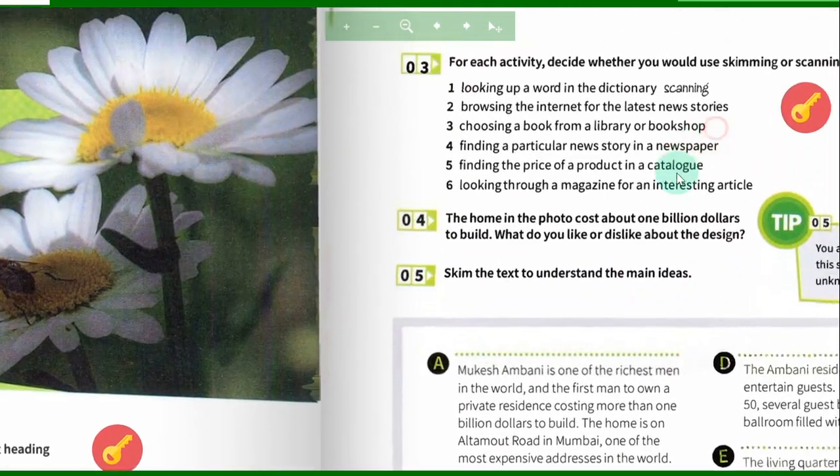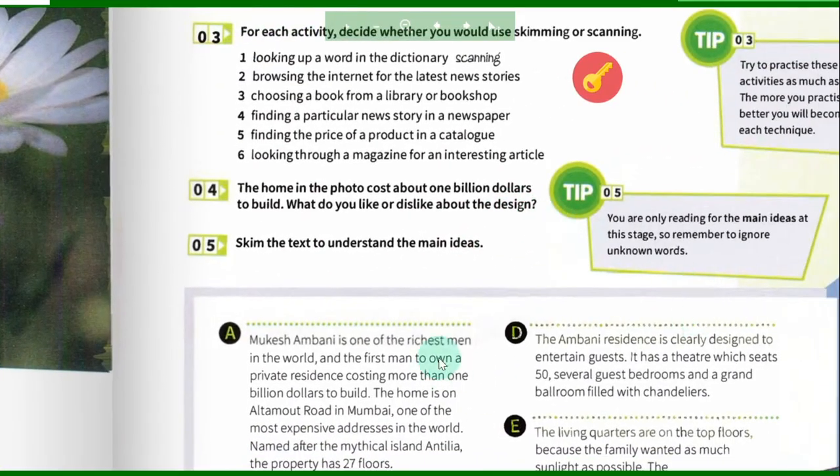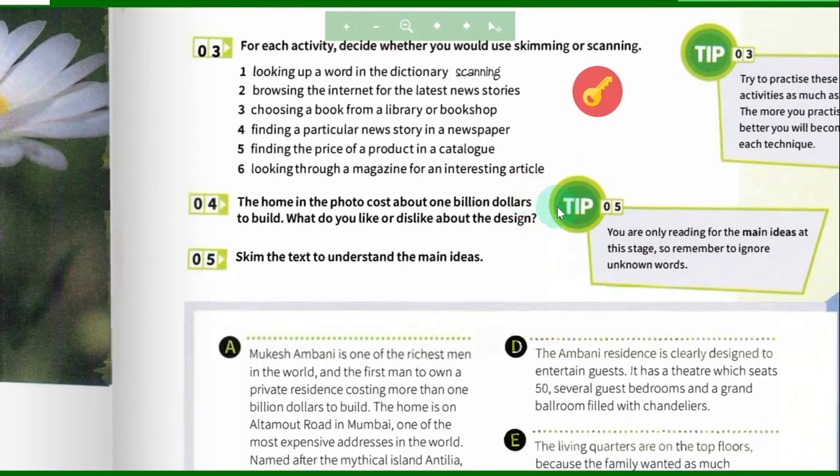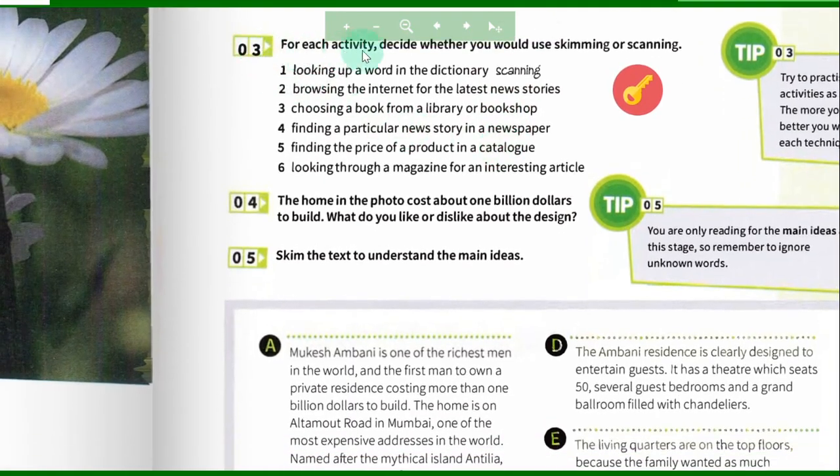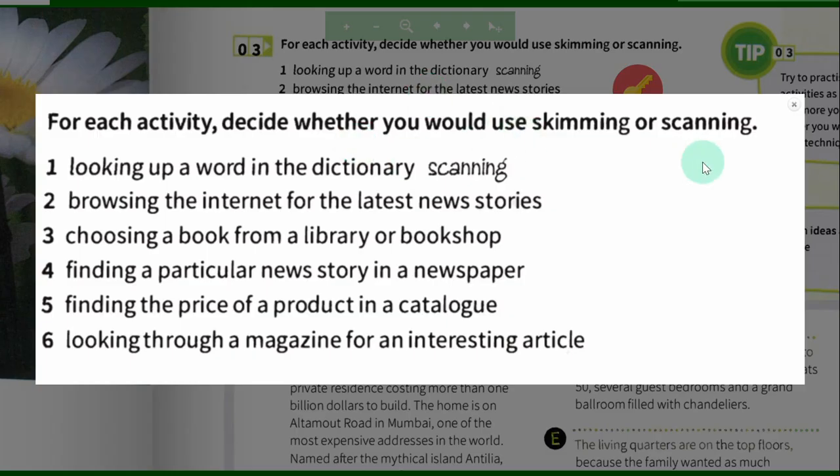Don't worry about this for now. We are going to do it together. We're going to explain question by question, then you will not have a problem with the technical words of skimming, scanning, and reading. So activity number three, looking up a word in the dictionary, is scanning, of course. It's called scanning because you look for very, very specific information, like a single word or two words, so that you know the answer.